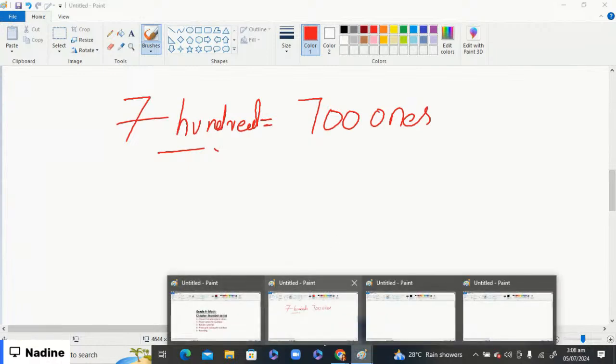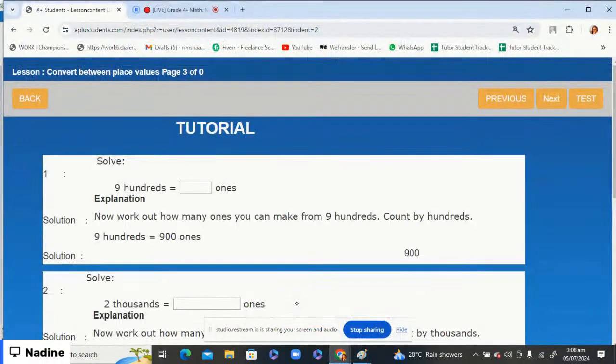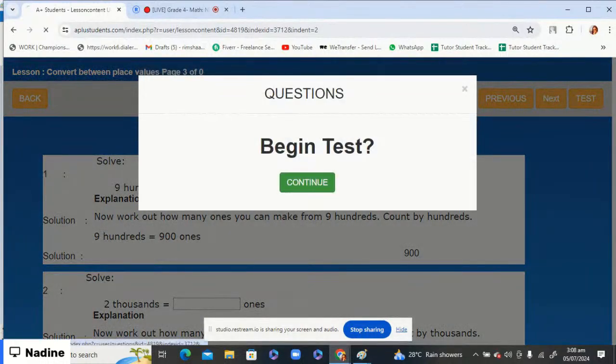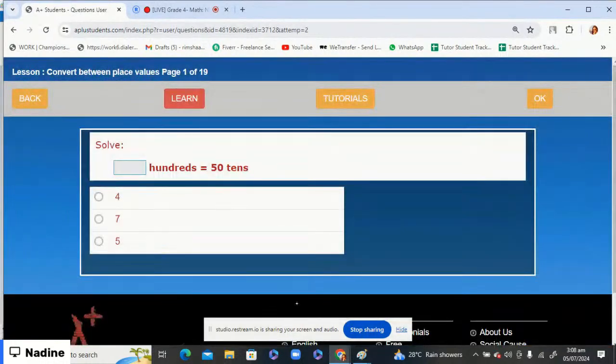Now let's do some test questions for that. If there are 50 tens, how many hundreds in it? 5 hundreds in it.